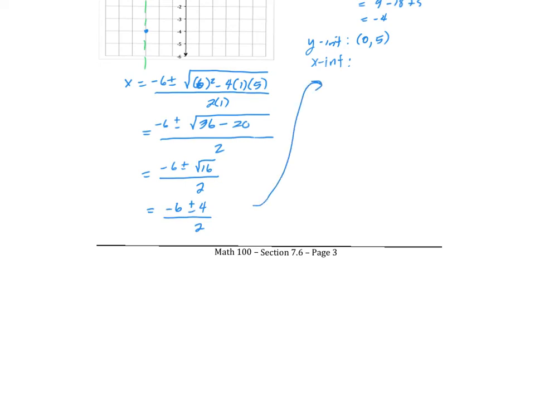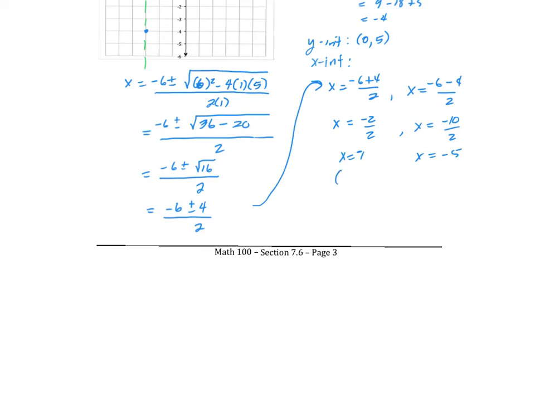So let's see what that means. That plus or minus says I can break this up into 2 pieces, where x is equal to negative 6 plus 4 over 2, and x is equal to negative 6 minus 4 over 2. X would be equal to negative 2 over 2, so this is going to be negative 1. And the other one would be x equal to negative 10 over 2, so negative 5.